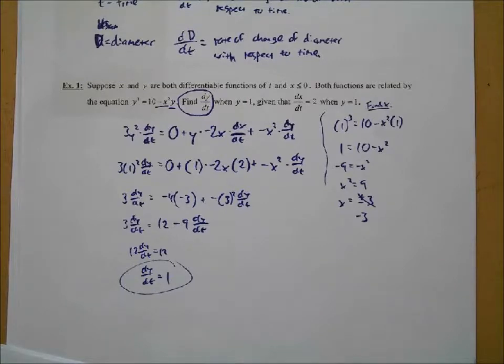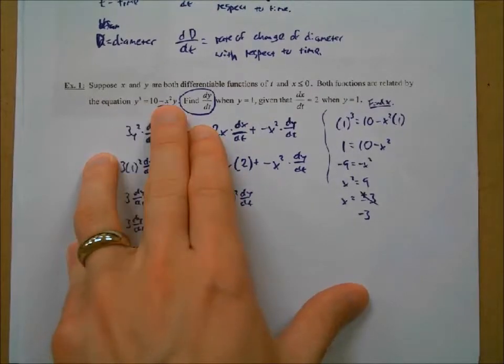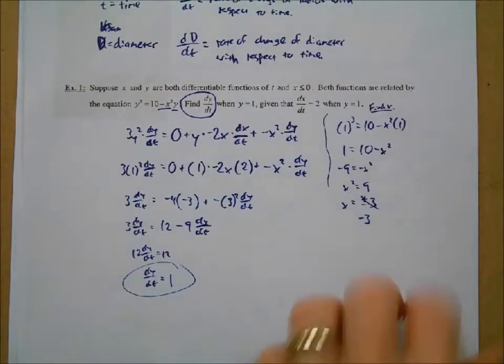Oftentimes, though, we will be in a context or have meaning to this. And so the final step here is to make sure that you have correct units attached to your answer. But in this case, there's no context. There's no units, so we don't need to worry about that. Okay. So questions about that process there? Okay, so the beautiful thing here is that we were given how those variables related.